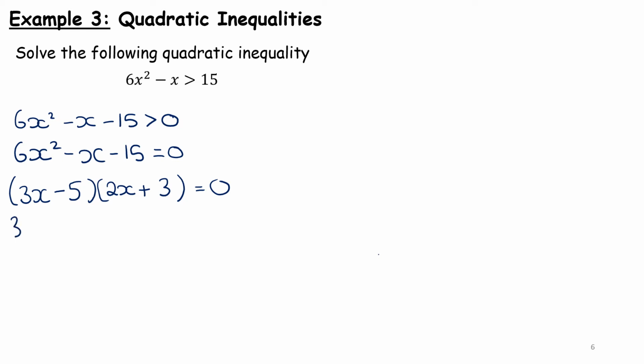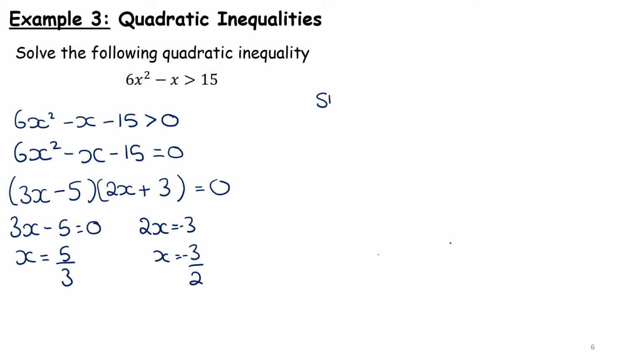Now we're going to let each of my brackets, each of those factors, equal 0. So x is equal to 5 over 3. 2x equals 3, so x is equal to 3 over 2. Sorry, that should be a minus 3 and a minus 3 over 2. It might help if you're plotting to put these as decimals rather than fractions. It's completely up to you.